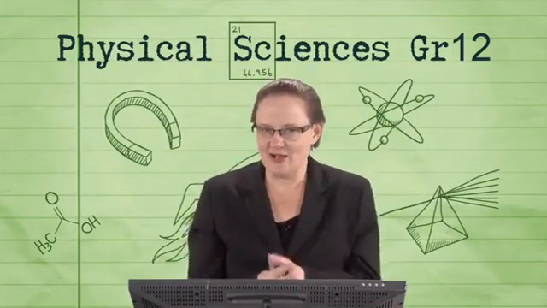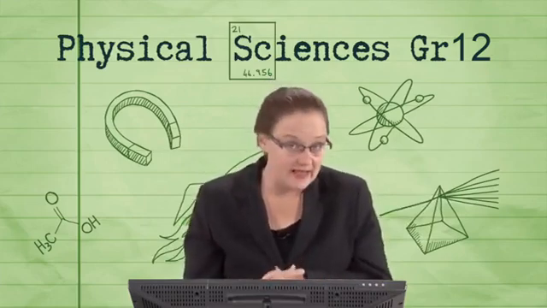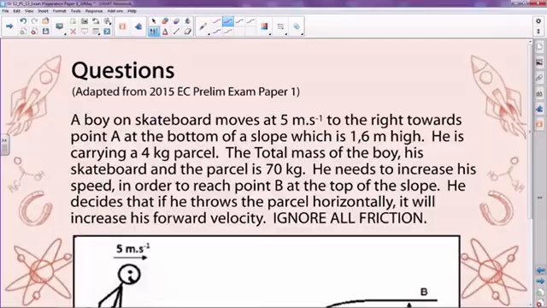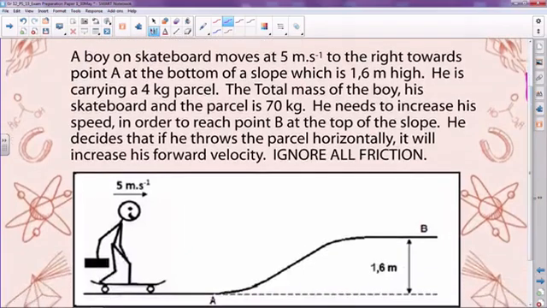Okay, let's tackle momentum. In fact, this is such a nice question. It's from the Eastern Cape prelim paper from last year. It says to us, a boy on a skateboard moves at 5 meters per second to the right towards point A. They give you a nice diagram at the bottom of a slope, which is 1,6 meters high, given he's carrying a 4-kilogram parcel, so let's write that in. The total mass of the boy, his skateboard, and the parcel is 70 kilograms.